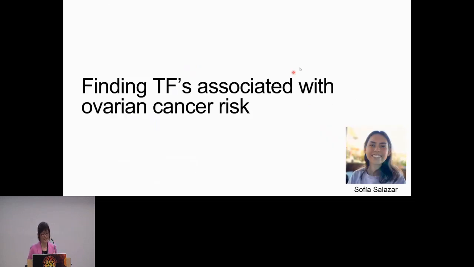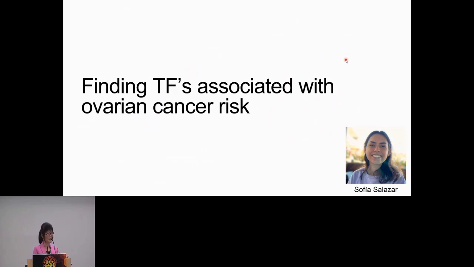Okay, so next, this is completely new data. Sofia Salazar sent me these results this morning. So we applied this method. Sofia generated prediction models for many more transcription factors in a few tissues, and she applied them to ovarian cancer risk GWAS. So this is what you get. We're calling this the Tenerife plot.